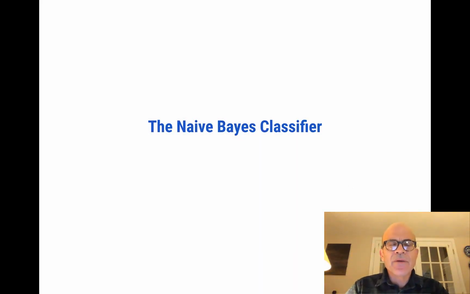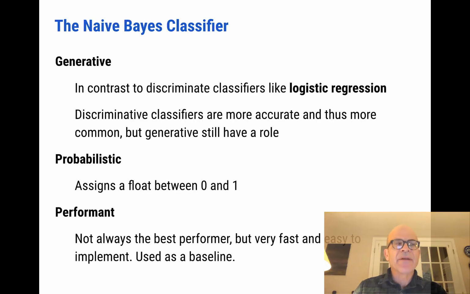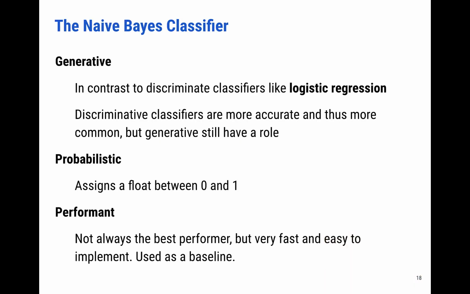In this video we're going to drill down more specifically on the naive Bayes classifier. Recall from the previous video that we defined the problem, the task of text classification or document classification, as a Bayesian problem. So let's drill down on that. Naive Bayes is a particular kind of classifier that's considered to be generative, in contrast to, say, a discriminant classifier like logistic regression. Discriminant classifiers are more accurate and thus more common, but generative ones still have a role.